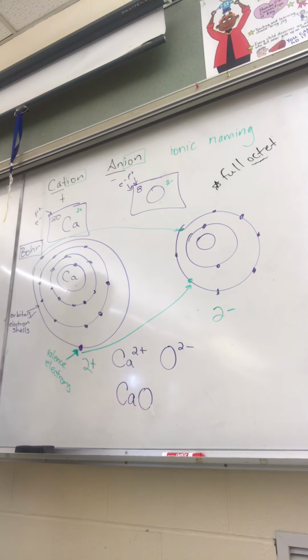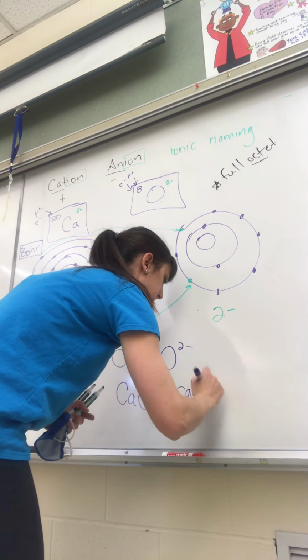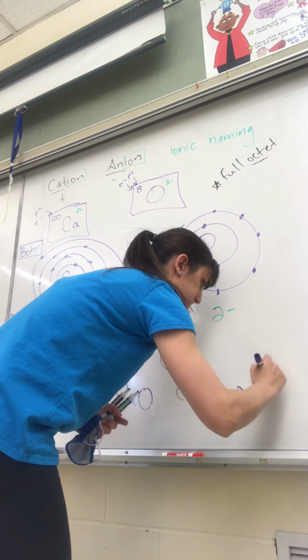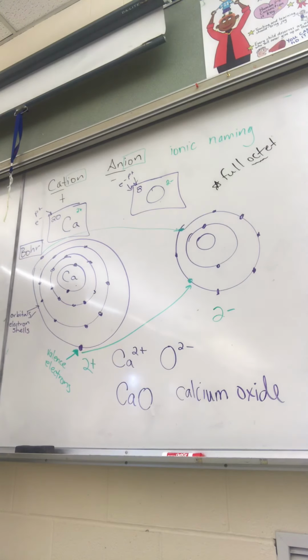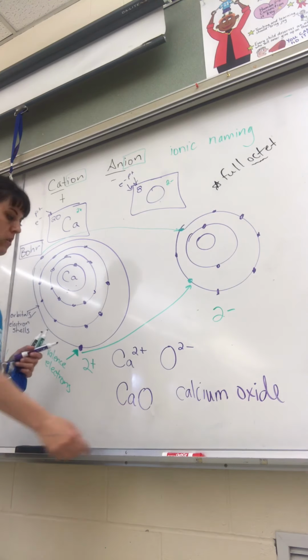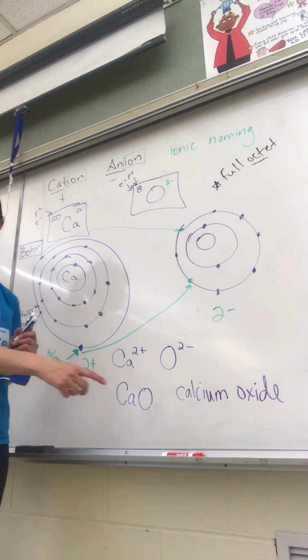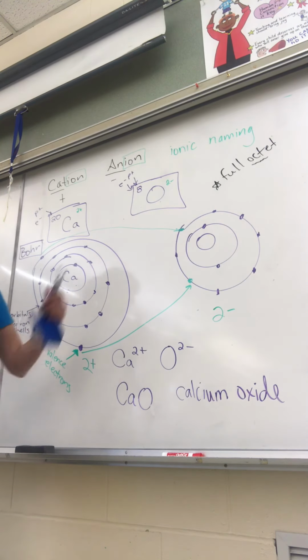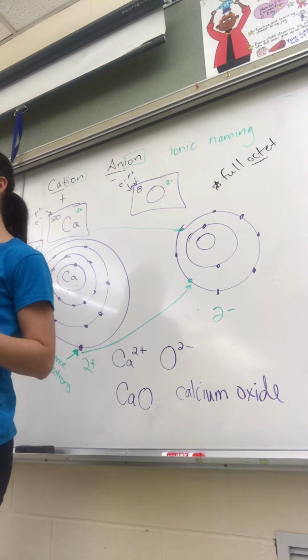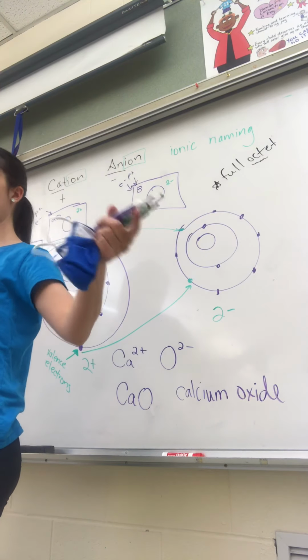So what would this be in written form? What's its molecular or ionic name? Calcium oxide. With molecular naming, we would be using the prefixes. If we were naming it with the molecular rules, this would be calcium monoxide. But we're not, because it's ionic. How do we know it's ionic? Because it's made of a green one and an orange one, a metal and a non-metal.